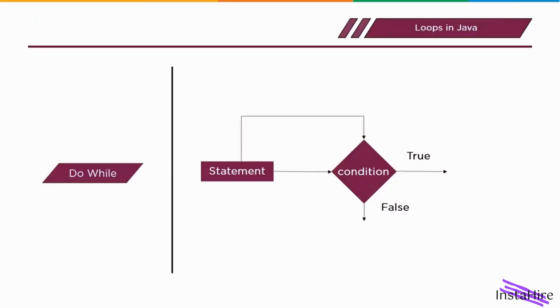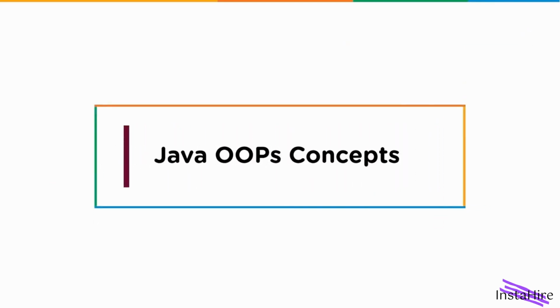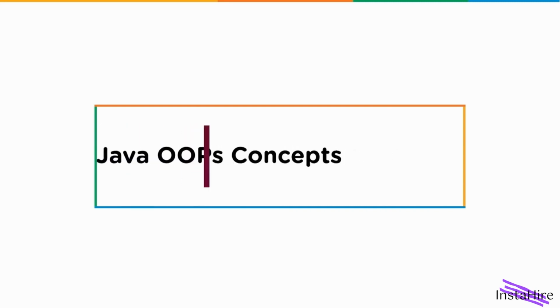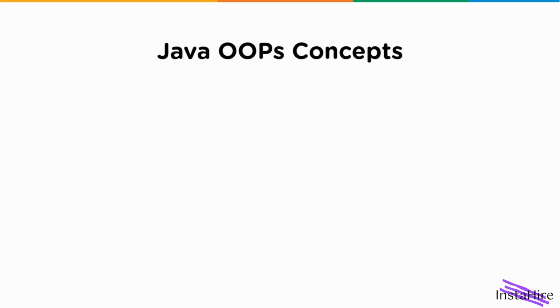Now with that, we have finished our introduction to Java programming language and also some of the basic concepts in Java programming language. So now we will enter into the next stage in Java, that is the object-oriented programming concepts in Java. So let's have a quick peek at the list of concepts that we will be discussing in Java object-oriented programming concepts.